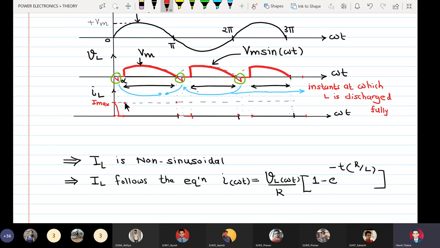Charging points, again charging, charging. So see what happens is this. The current will now go like this, reach here, and fall here. Again, at this instant, the load gets connected to the source and starts charging again. And again, the instant at which L is discharged, it will fall here. It will remain zero, and again it will start charging and go here. So it will fall here. Okay. So this is an example of discontinuous current.